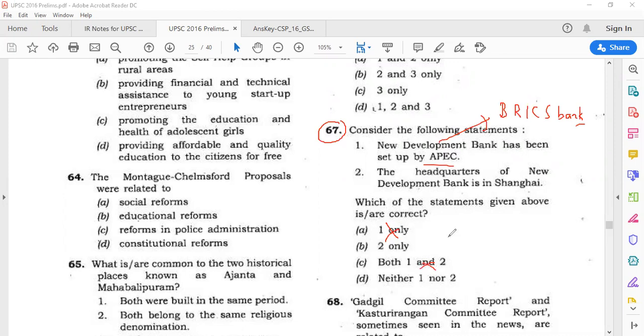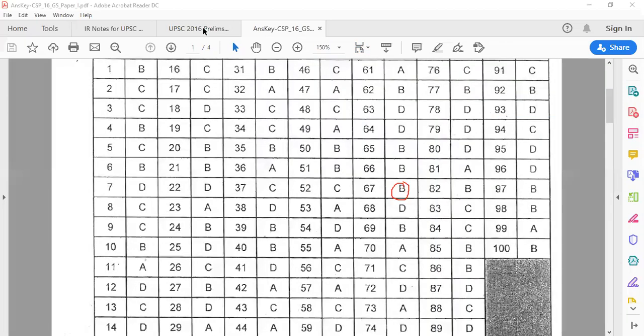Headquarters of the New Development Bank is in Shanghai. Yes, correct. So the answer is B. So 67, it should be B. Let's see. 67, it is B. So see here, 67 answer is B. Now, what you have to understand here is the New Development Bank is called BRICS Bank.